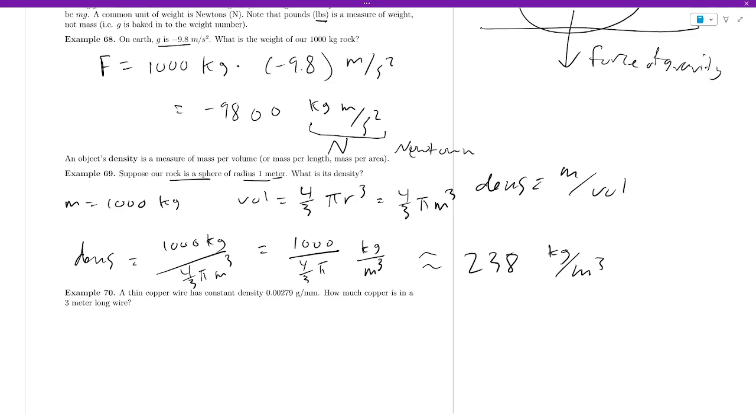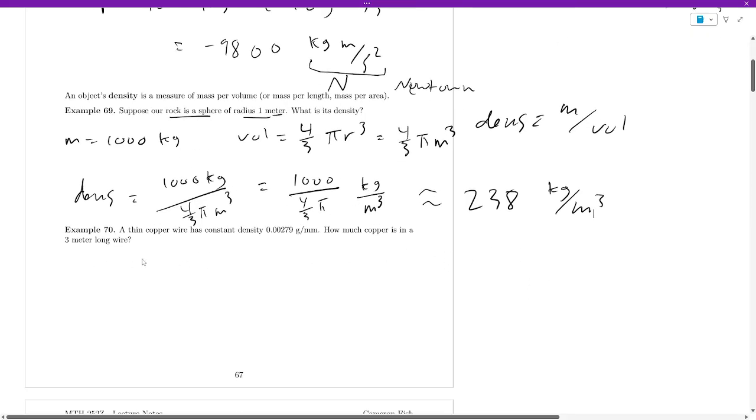That actually sounds really light to me, so I think I made up a bad number, right? Imagine a cubic meter, like it's huge. It's like the size of a car, and it's only 238 kilograms. A human is like 100 or 200 kilograms, right, or whatever.